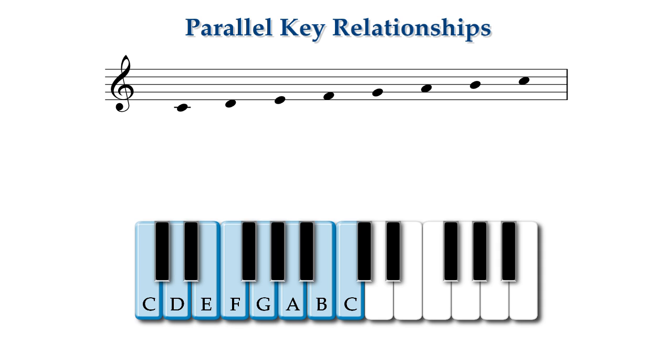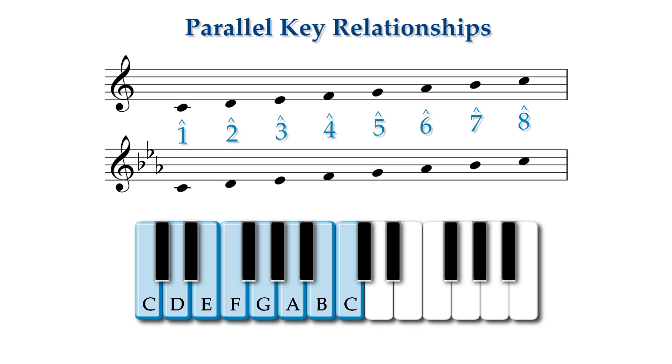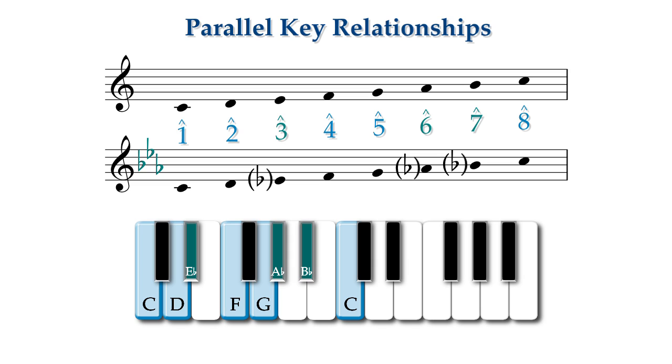For demonstration purposes, let's use C major as our reference point. If we compare C minor to C major, we are looking at a parallel key relationship. You will notice that there are 3 differences. In the minor scale, the 3rd, 6th, and 7th notes are a half step lower. In solfege, when we lower a note, we change the vowel sound to an A sound. So mi becomes me, la becomes le, and ti becomes te.